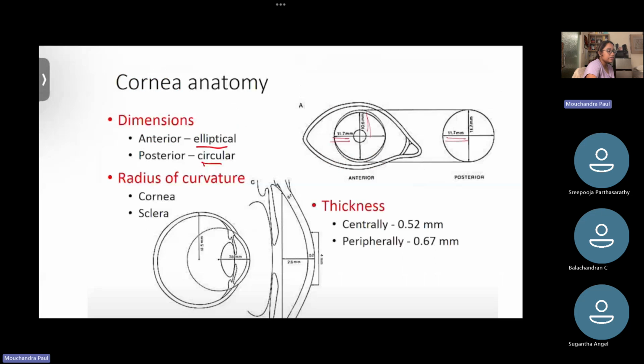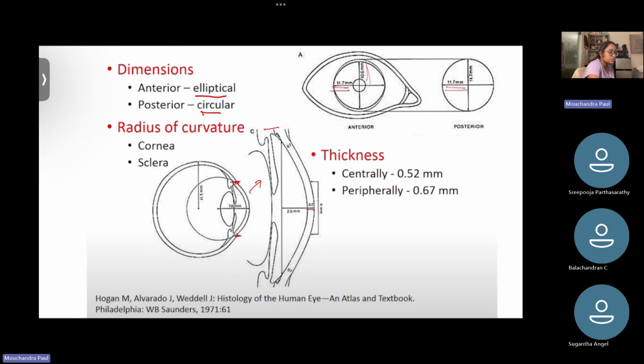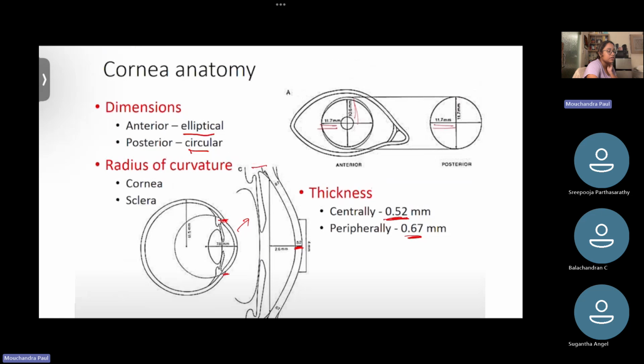Then the radius of curvature. So this is the cornea, right? This portion is the cornea here. If you zoom in, this is the zoomed in version, this portion zoomed in here in C. Here you will see that centrally the corneal thickness is, sorry, around 0.52 mm or 520 micron, and peripherally, towards the edges, the corneal thickness is around 0.67 mm, that is 670 micron.